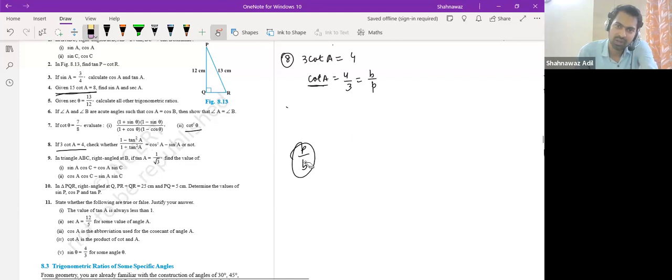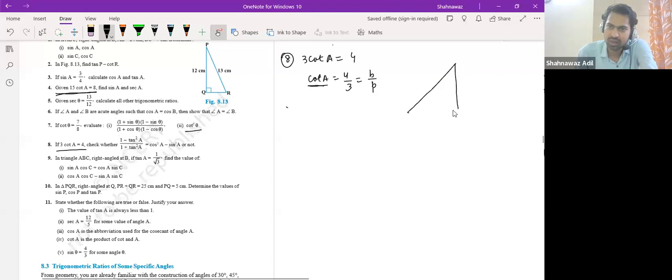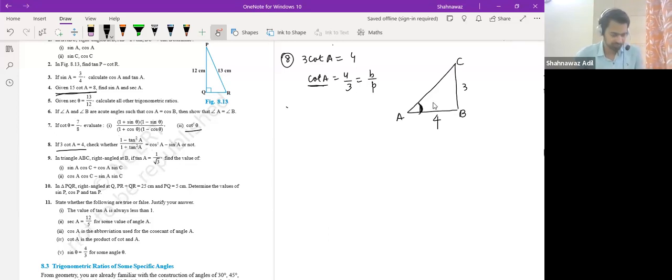Okay, so now you know that you have a triangle, right? And the perpendicular. Let's say this is A and this is B and then this is C. So you know that cot A is equal to B by P. So P is 3 and B is 4, right? So what would be the hypotenuse?